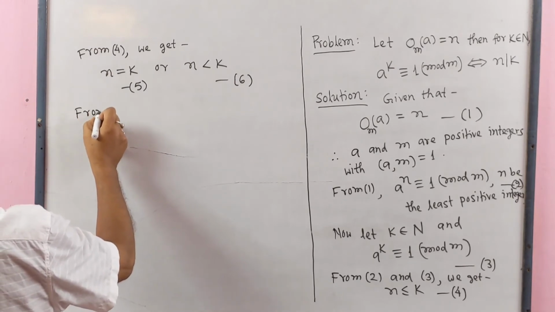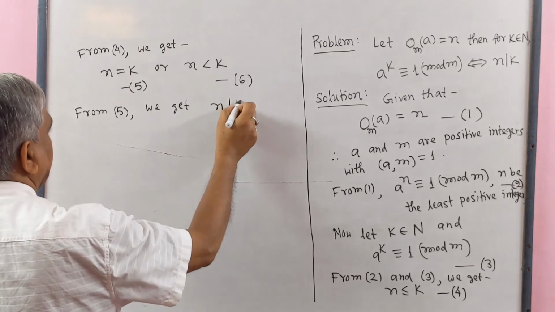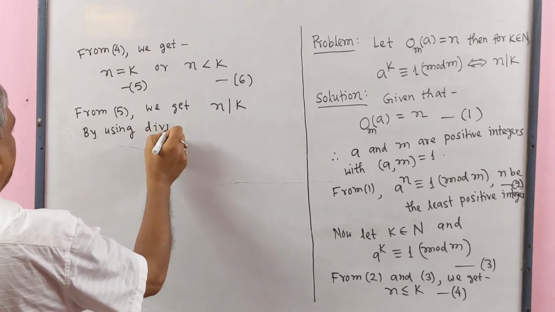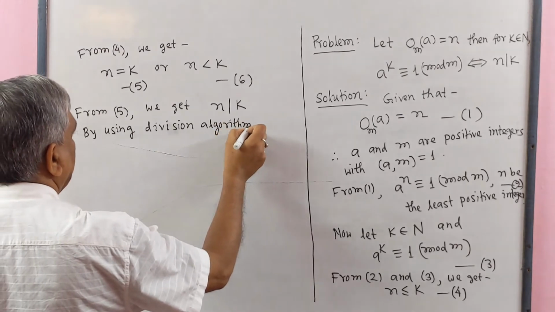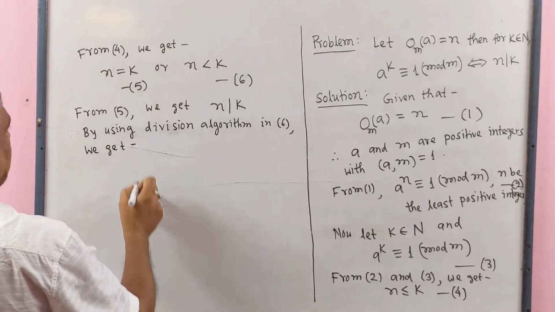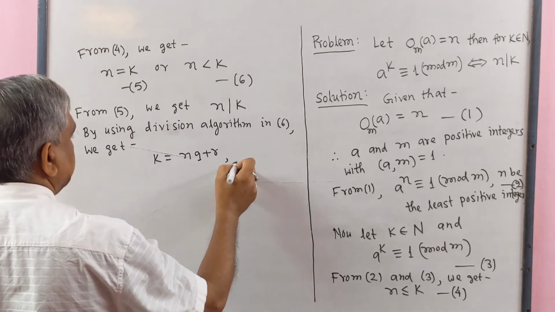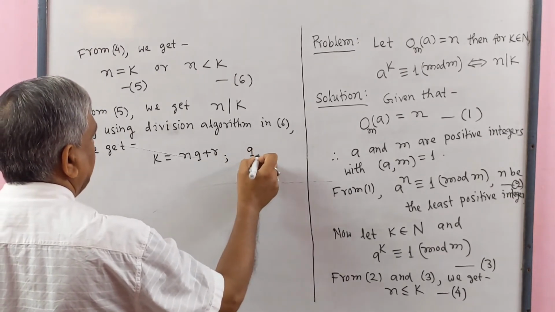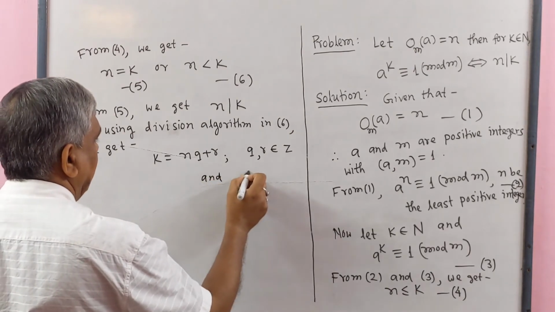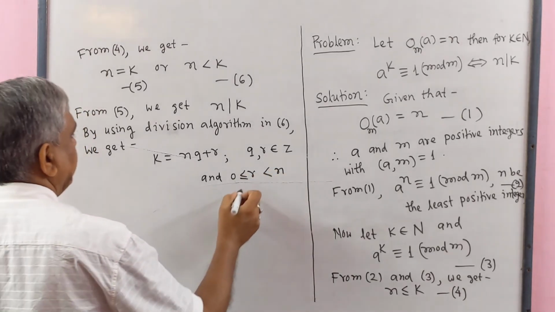From 5, we get N divides K. By using the division algorithm in 6, we get K equal to NQ plus R, where Q and R are integers and R is greater than or equal to 0, less than N. Let this be number 7.